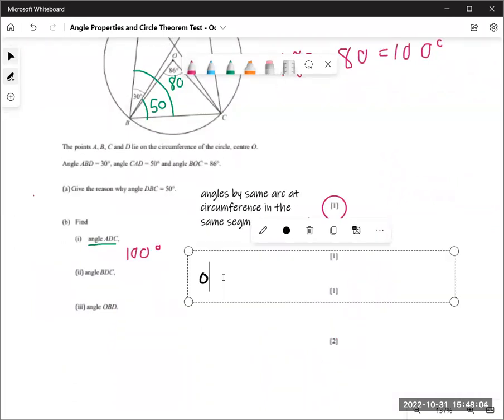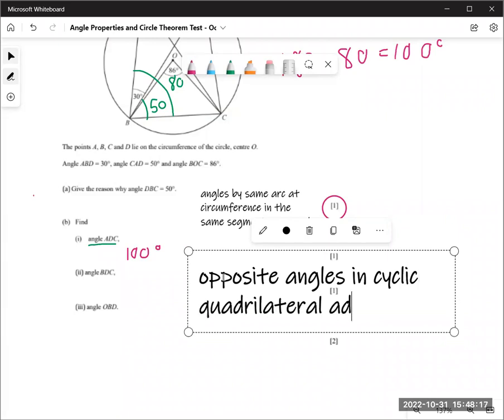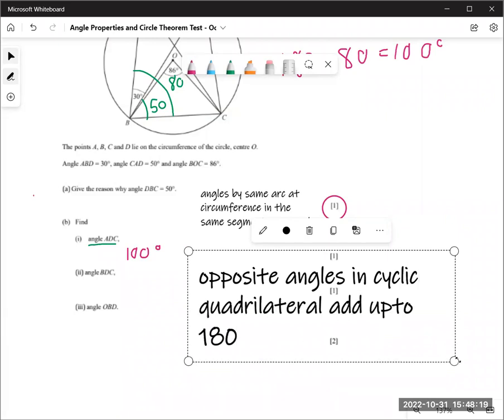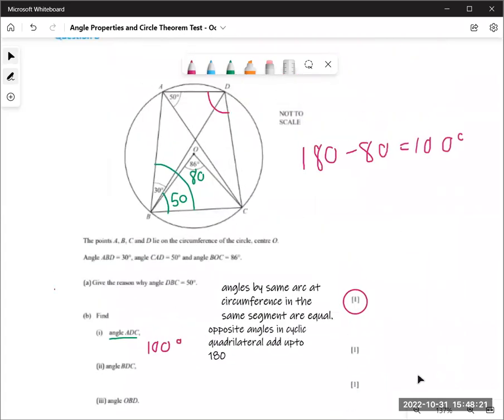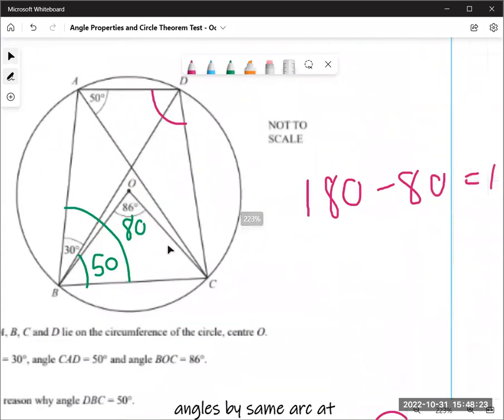Reason: opposite angles in a cyclic quadrilateral. Done. The next one is angle BDC. Which one is that? BDC.